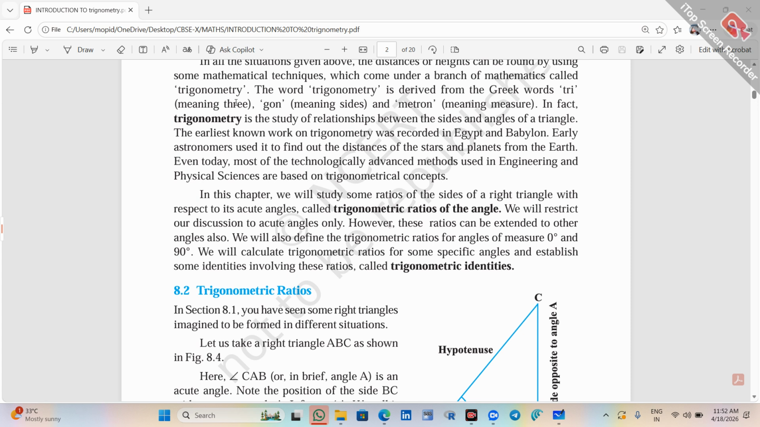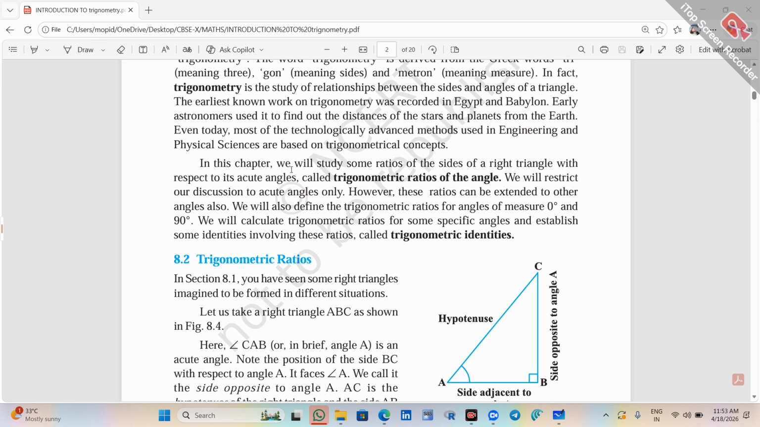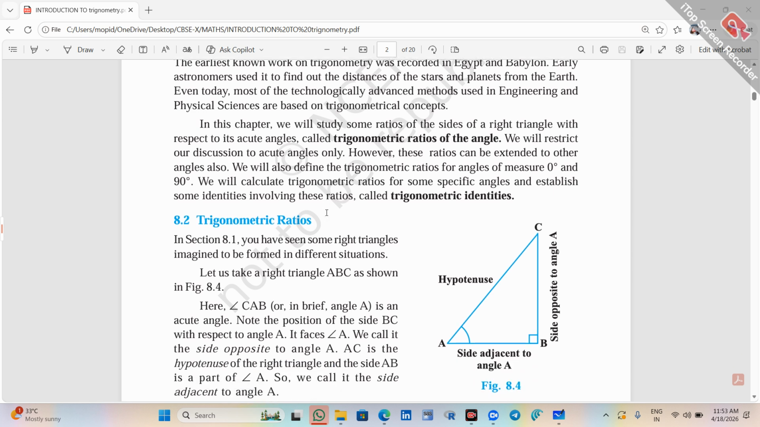Trigonometry comes from the Greek words tri, gon, metron. Tri means three, gon means sides, metron means measure. Three sides measure, and it is the relationship between the sides and angles of a triangle. In this chapter, we will find the ratios of the sides of a right angle triangle, the trigonometric ratios of the triangle. We will restrict our discussion to acute angles only. However, these ratios can be extended to other angles also.